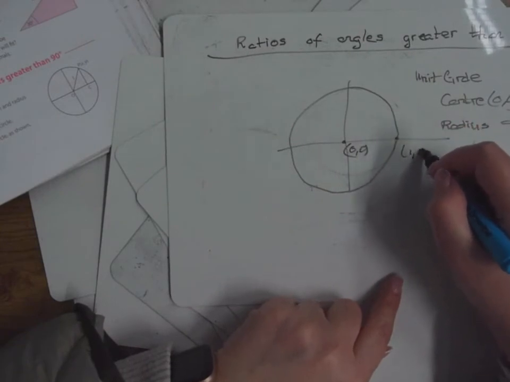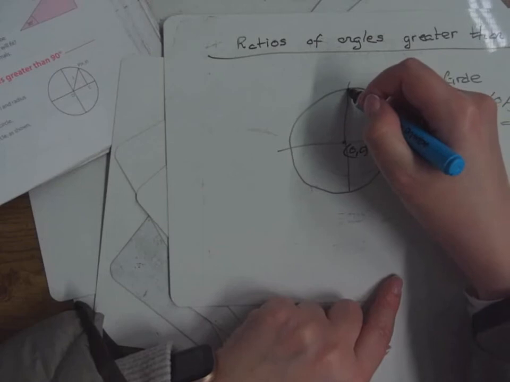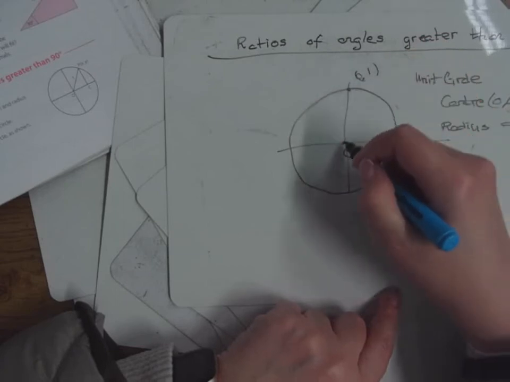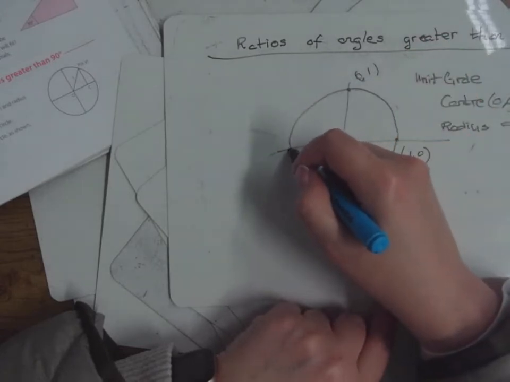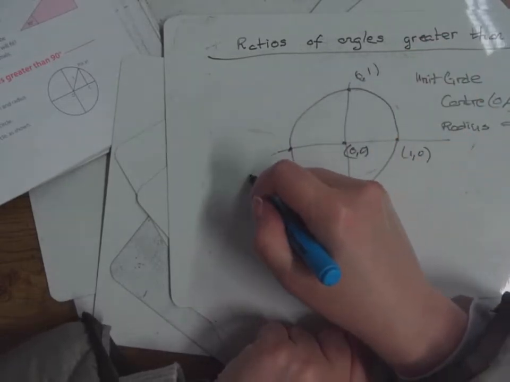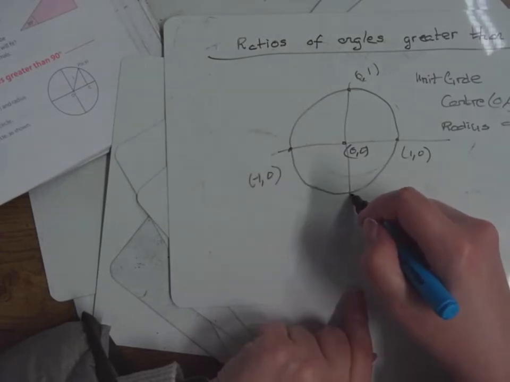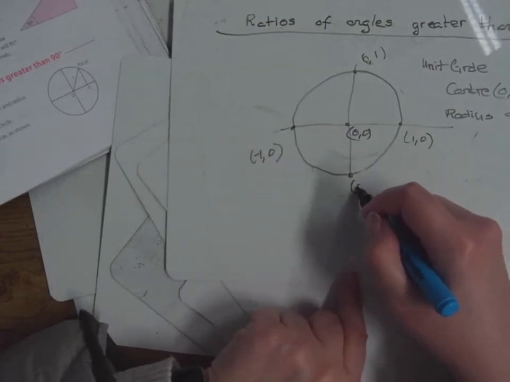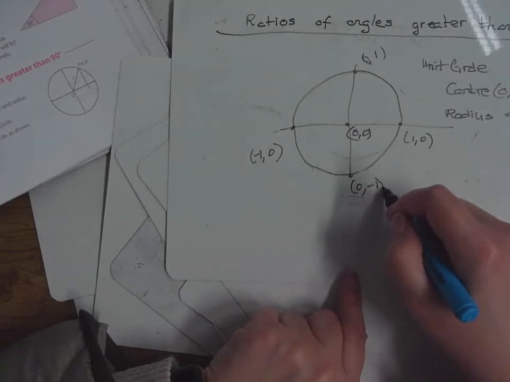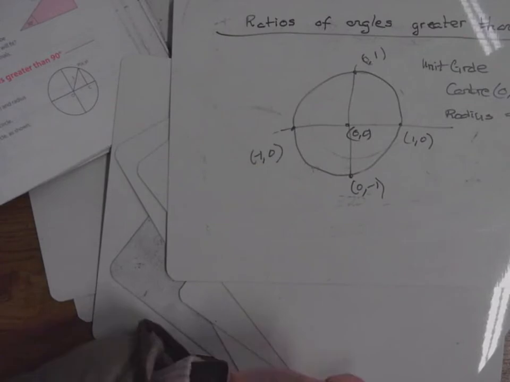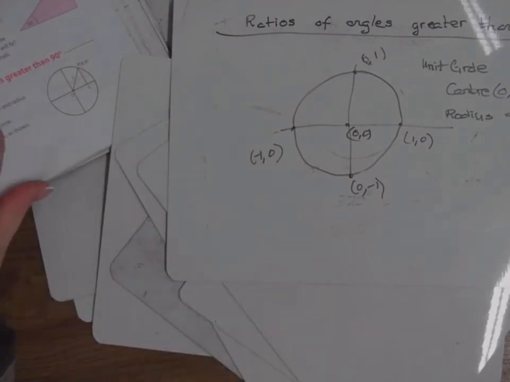Wouldn't it? What would this point be here? 0, 1. So it's across 0, up 1. There's another radius here. What would this point be? -1, 0. What would this point be? 0, -1. Okay, so that's the unit circle. So what they figured out is the unit circle, well, I'll just cut to the chase.